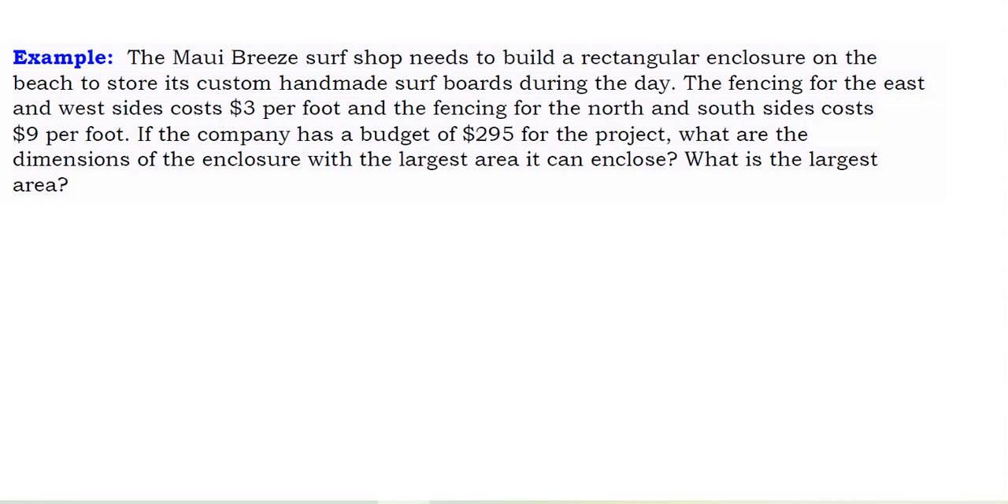Okay, from the example, the first thing that we need to determine is what is the objective function? What is it that we are trying to actually maximize or minimize? And in the very last line, it says, what is the largest area? So we're trying to maximize area. And we know that the enclosure is rectangular. So from that, we know that the area that we want to maximize can be represented by length times width.